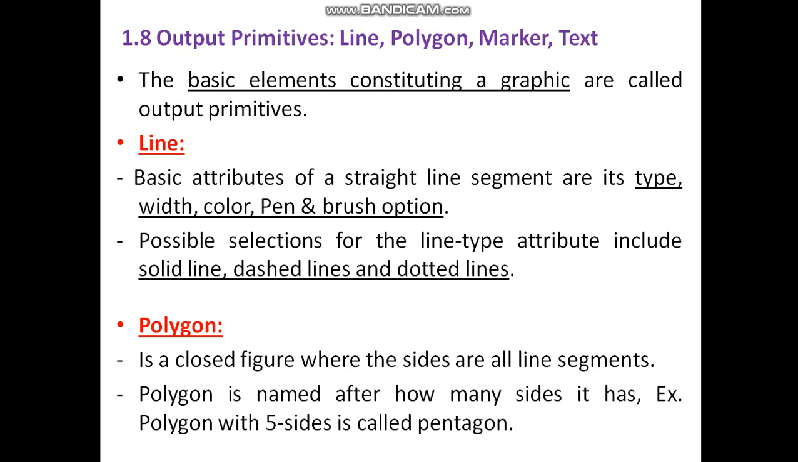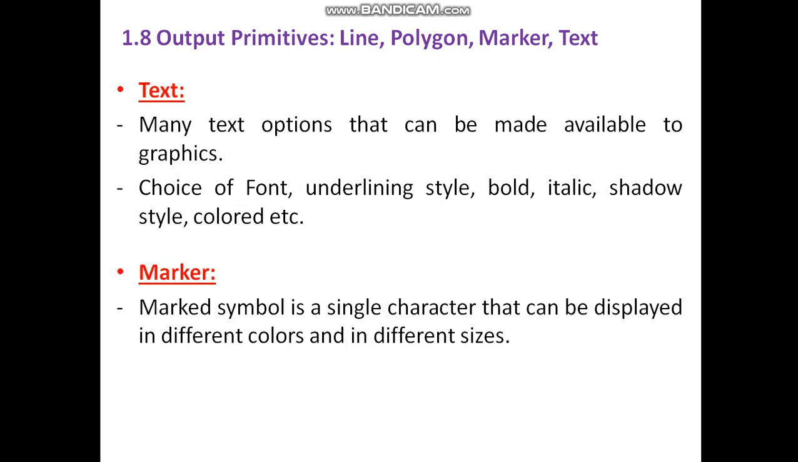Then the third topic we discussed is output primitives: line, polygon, marker and text. For the line there are color, pen and brush options. There are different types of lines: solid line, dashed line and dotted line. Then the polygon. A polygon is named after how many sides it has. A polygon with 5 sides is called a pentagon.